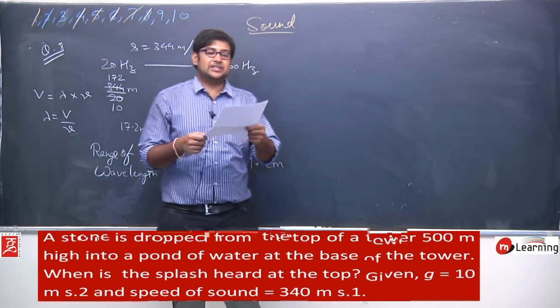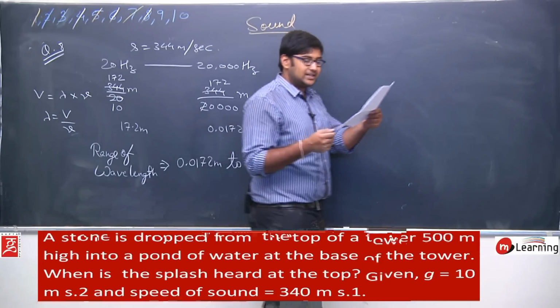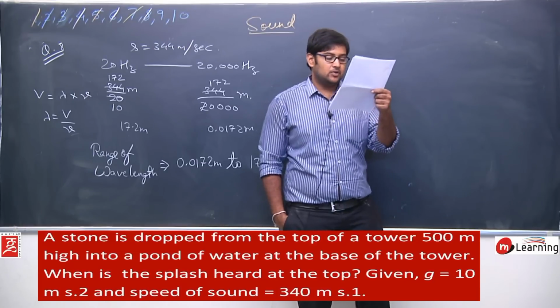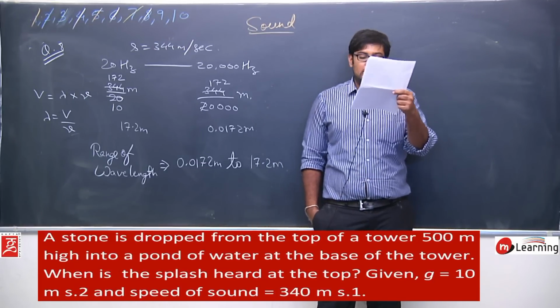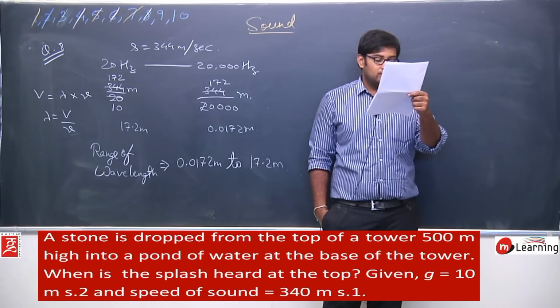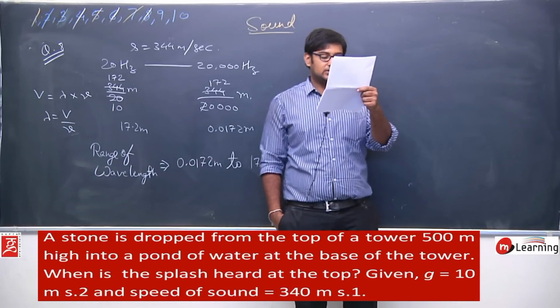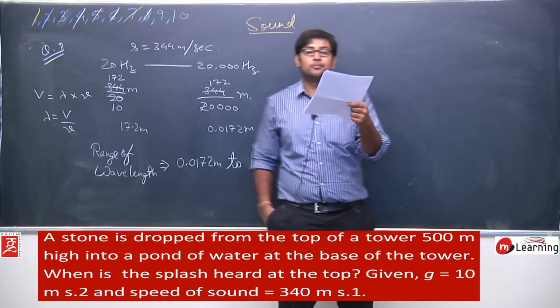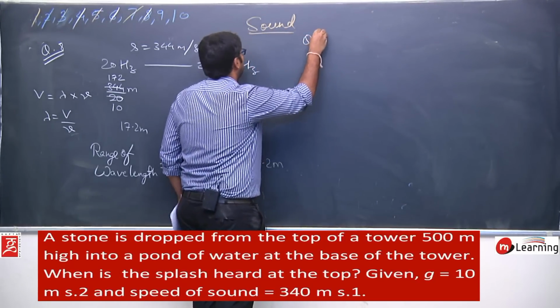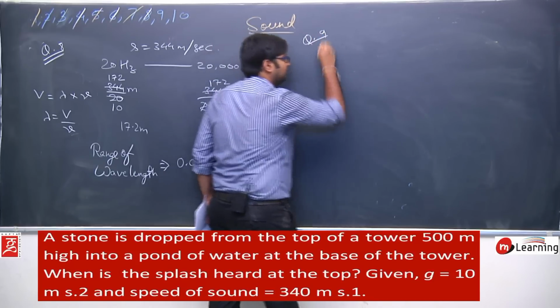Now moving to question number 9, it says a stone is dropped from the top of a tower 500 meter high into a pond of water at the base of the tower. When is the splash heard at the top? So it's a very interesting question. It has the application of multiple concepts. This is question number 9.